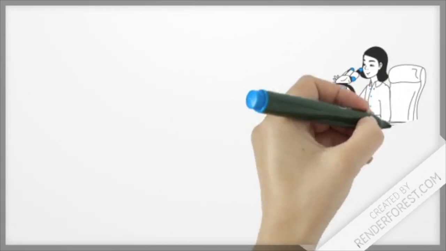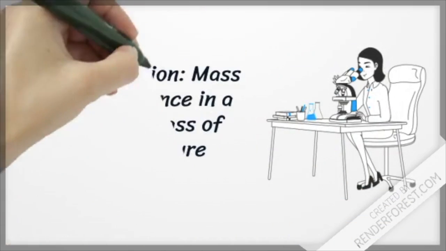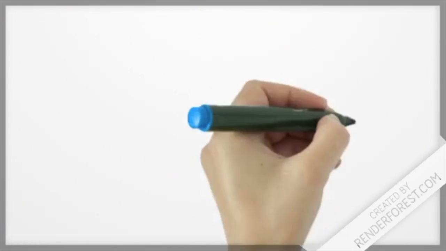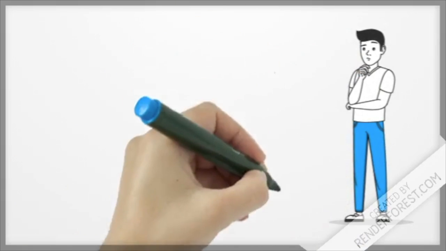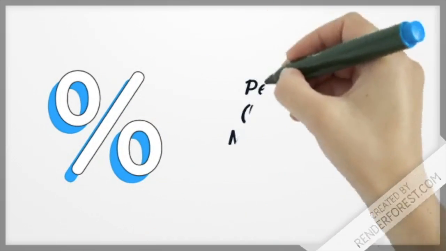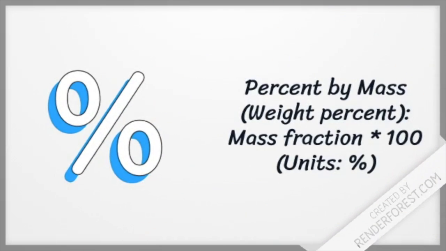Next we have mass fraction. Mass fraction can be found when a substance is part of a mixture. It is the mass of the substance in the mixture divided by the mass of the total mixture, and it is unitless. Next is mole fraction. This is the same as mass fraction, but it is the moles of a substance in a mixture divided by the moles of the total mixture rather than mass. Percent by mass, or weight percent, is mass fraction times 100 to turn it into a percentage.